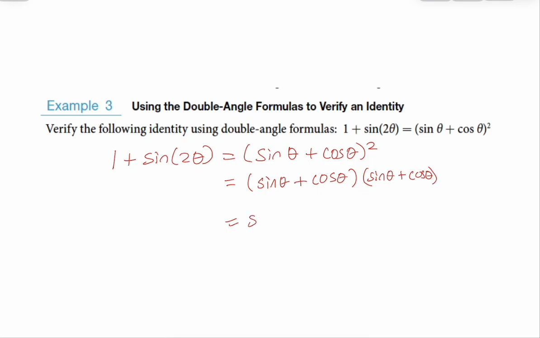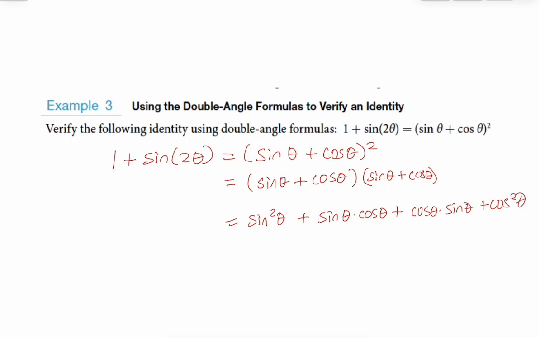We get sine squared of theta plus sine cosine plus cosine sine plus cosine squared theta.